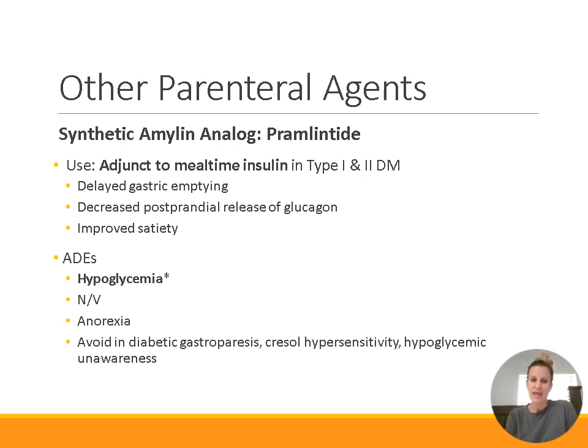Pramlintide is a synthetic amylin analog. So amylin is a substance that is secreted from our beta cells along with insulin. Like when we eat a meal, the beta cells release insulin and they release amylin. We don't talk as much about amylin, but it is something that the body releases in order to kind of assist with insulin. So we have our own version of amylin that we can give.